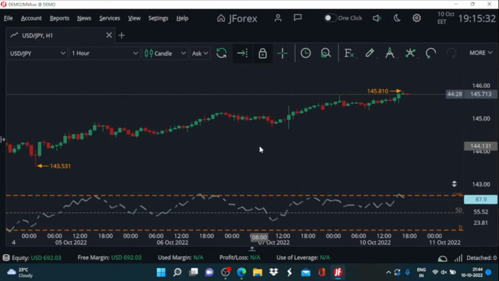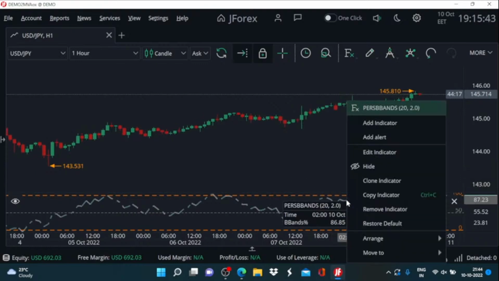So the output value is going to remain the same. All it does is to make it more stylish, more colorful, and whatever catches your fancy, you can try out that combination.